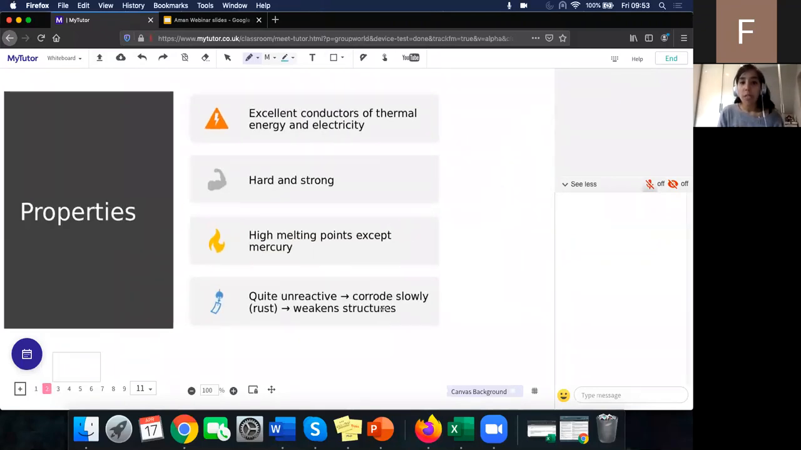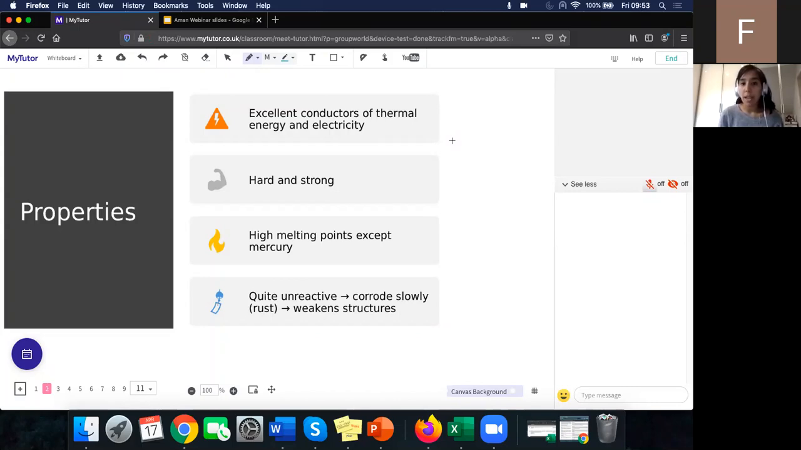The final property is that they are quite unreactive. So hopefully, if you were here yesterday, you remember that the alkali metals are really, really reactive. They've only got 1 electron that they need to lose. We talked about how, as we go down the group in the alkali metals, the outer shell gets further and further away from the nucleus.